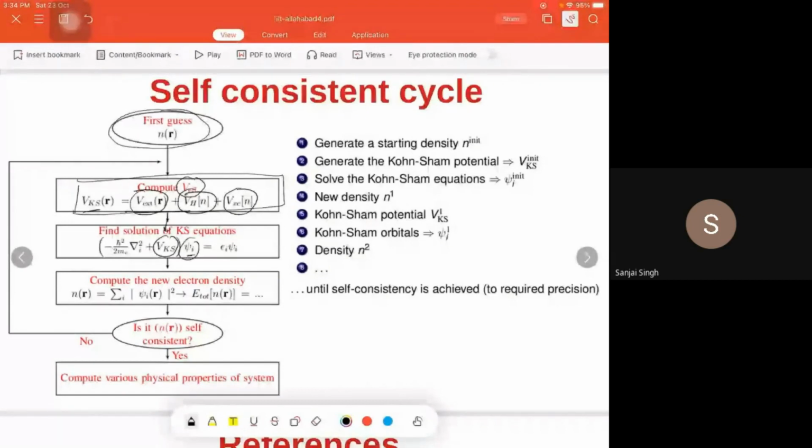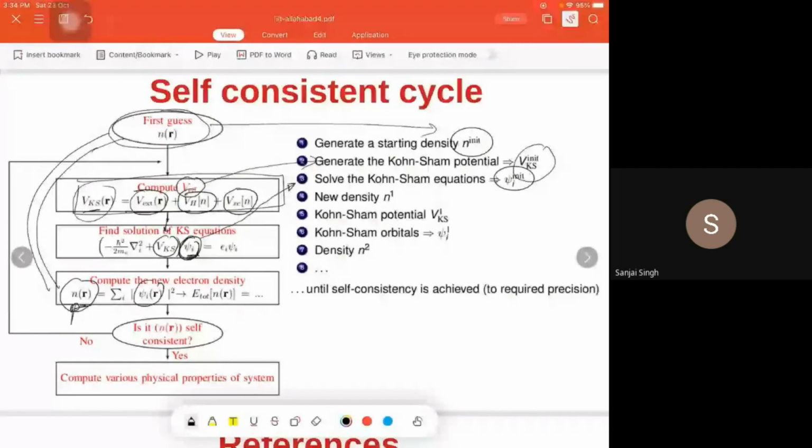You start with the initial guess, which is here. Then you calculate this, which is here, the second term. Then you calculate new wave functions. These are the new ones after you solve the Kohn-Sham equations. And now you have wave functions, so plug them here and calculate the new charge density. Now you see if this density is equal to the density which we started with. If they're equal, it means that the system is self-consistent. Okay, and that's how you get the charge density.